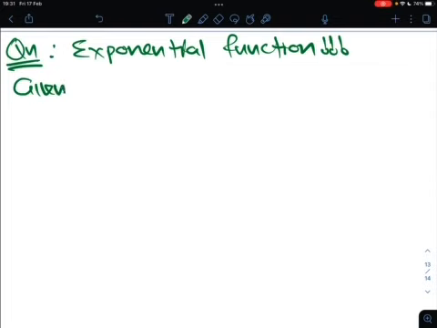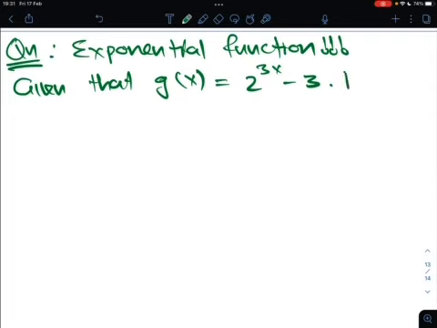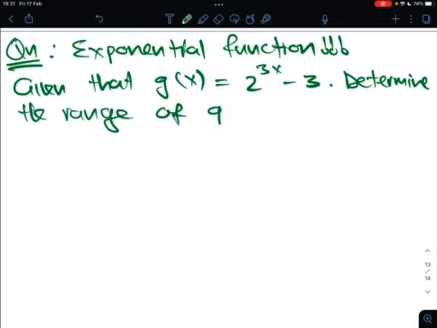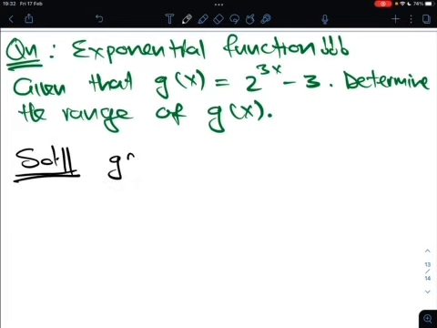Given that g of x is the function 2 to the 3x minus 3, determine the range of g of x. So how can we go about finding the range of this g of x function that we have here? First we recall that g of x is such that y is equal to 2 to the 3x minus 3. You see that? So that's what we see here.